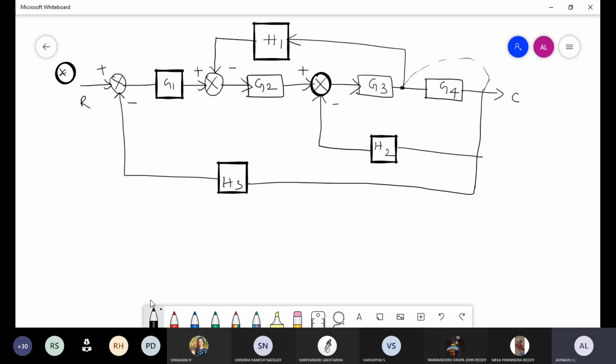I shifted so that these two will become series and this will become the minor feedback loop. Once it becomes a minor feedback loop, G2 and this one will be in series, and H1 and 1 by G4 will be in series. Once again they will form a feedback loop. And then G1 will be in series, and it will become a minor feedback loop. That is what I thought. If you are okay with shifting the summing points, you solve it and tell me the answer tomorrow.